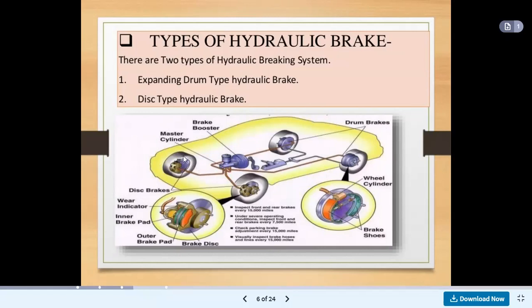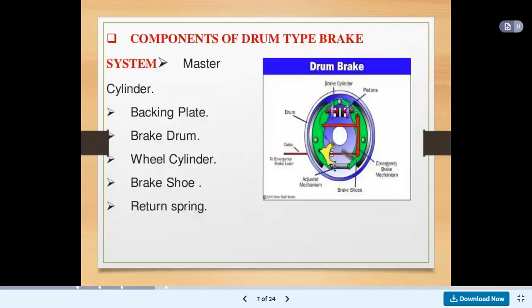This is the disc brake location, inside the wheel or near to the wheel. Here the disc brake location is provided. This is the brake shoe. This orange portion and this green portion show brake shoes. This is the wear indicator. Then this is the inner brake pad, the outer brake pad, and this is the brake disc. All these are the types of hydraulic brakes.